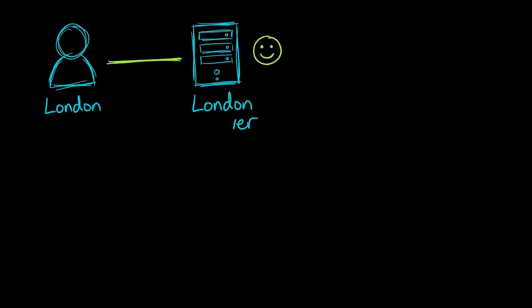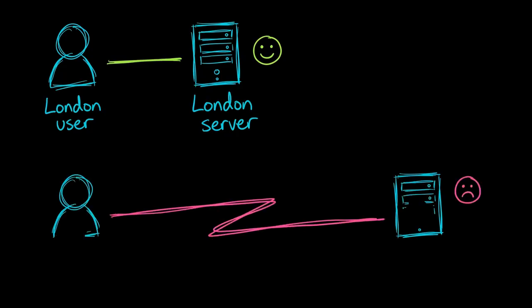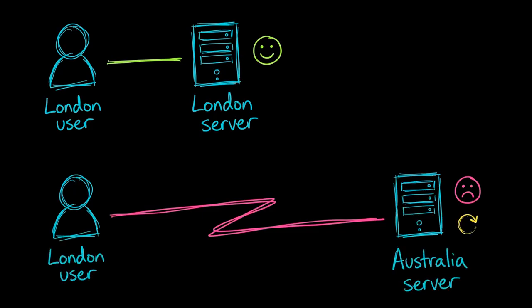A user in London talking to servers in London will get a much faster response than a user in London talking to servers in Australia. That distance turns into latency, and latency turns into loading spinners and angry users.